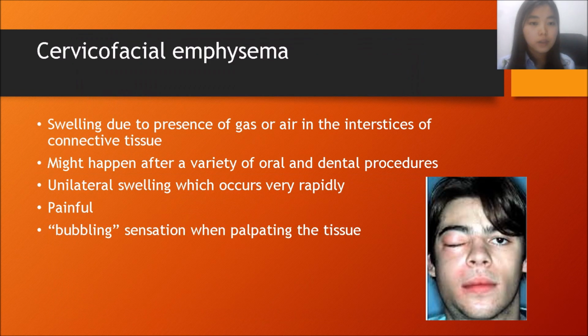Coming to the cervical facial emphysema, this is a swelling due to the presence of gas or air in the interstitial spaces of the connective tissue. This might happen after a variety of oral and denture procedures, such as tooth extraction or blowing of air into the root canal during endodontic treatment. This is a unilateral swelling which occurs very rapidly, and it is very painful. When you palpate the tissue, you'll feel a bubbling sensation on the swelling.